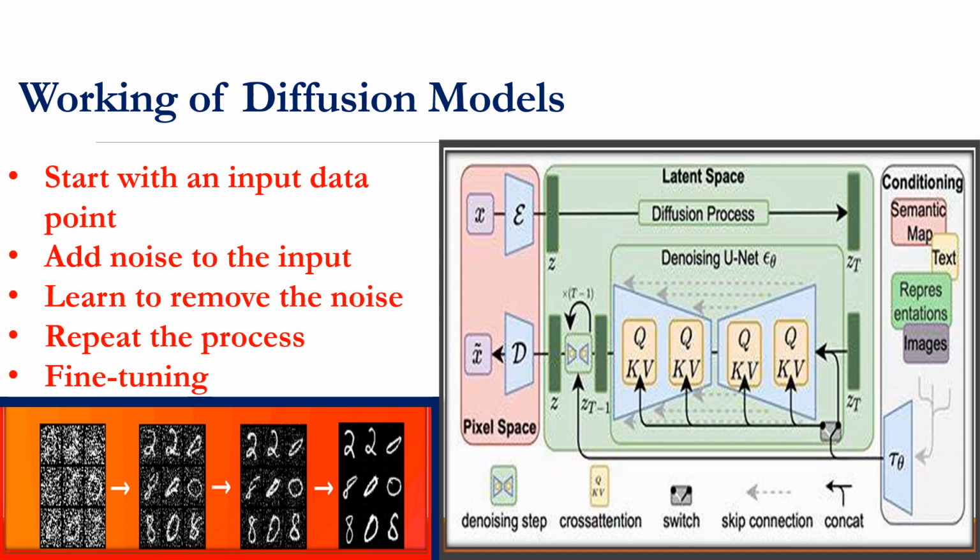This process is called noising. Then we learn to remove the noise. That is, after adding noise, the model attempts to reconstruct the original data points by removing this added noise, which is called reconstruction, and then we repeat that process and finally fine tune. Once the model has been trained, it can be fine tuned for specific tasks such as generating new images or text.